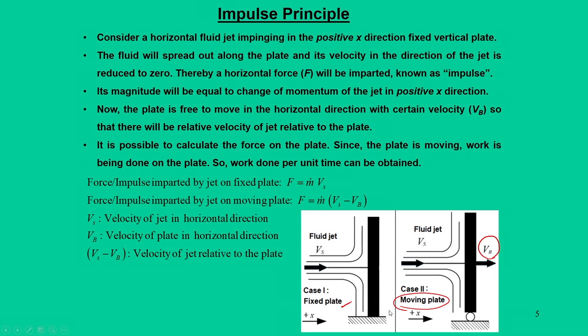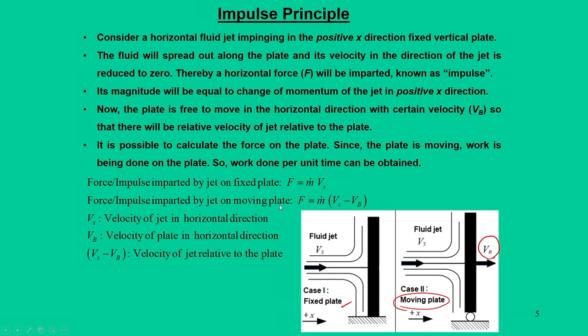So, let us think about how much force we are applying and how much energy is being transferred. Since this plate is moving, work is done by the fluid on the plate. Let us calculate it by the simple fundamental impulse principle. By knowing the velocity of the fluid jet and the velocity of the blade, what we can first find is that the force or impulse imparted by the jet will be F equal to m times Vs, if it is in a fixed case.